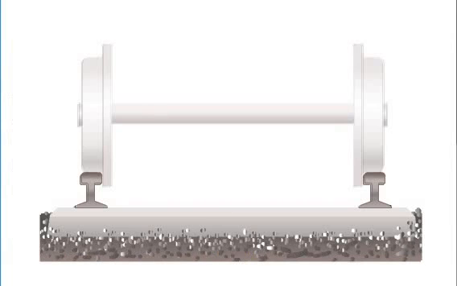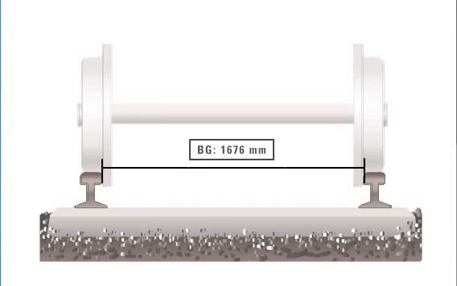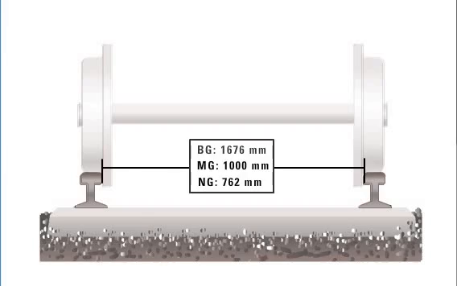Gauge. This is the distance between the two gauge faces of both the rails that form a track. For broad gauge, this is 1676 millimeters. For meter gauge, this is 1000 millimeters, and for narrow gauge, this is 762 millimeters.